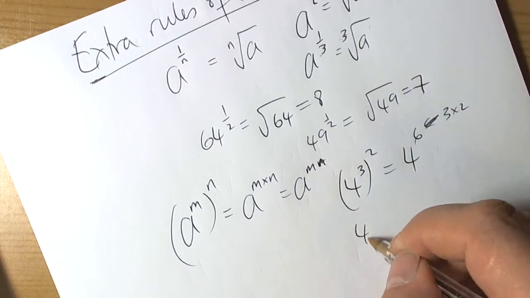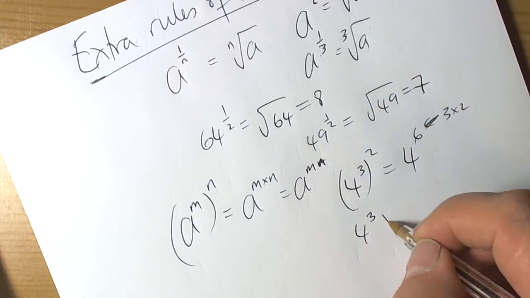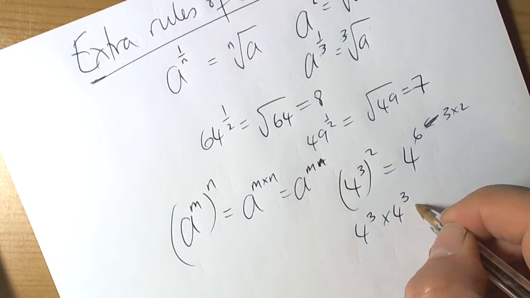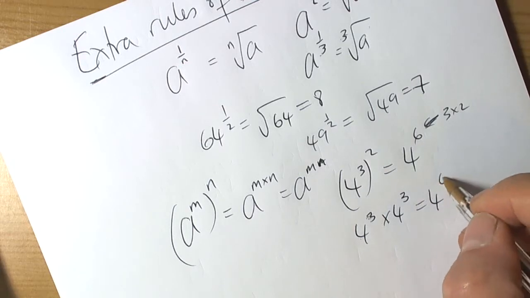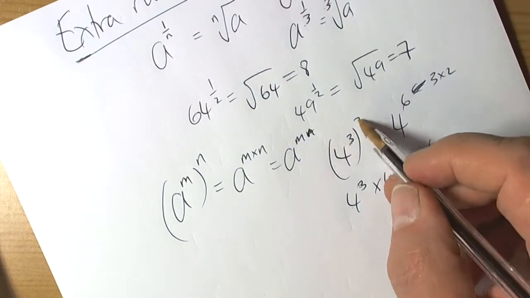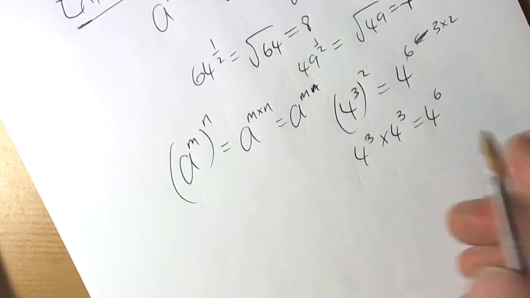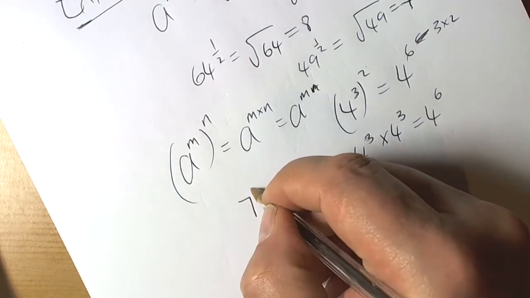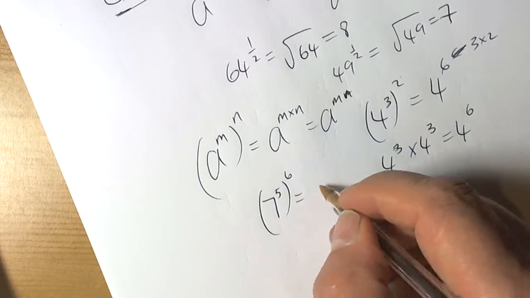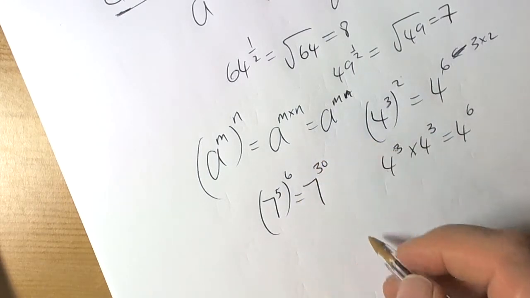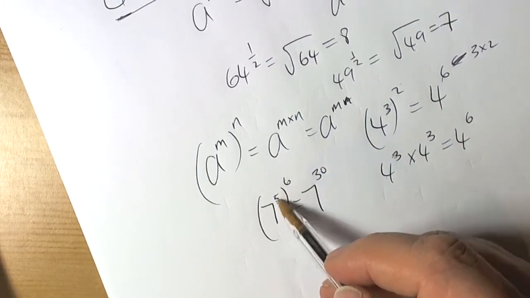The reason it works: 4 cubed squared means I'm doing 4 cubed times 4 cubed. Well, when timesing, we add the two powers when they've got the same bases, so it's 4 to the power of 6. But the quick way of thinking of these is just to times the two power numbers. So, for example, if I've got 7 to the power of 5, raised to the power of 6, that's going to be the same as 7 to the power of 30. I times the two power numbers.